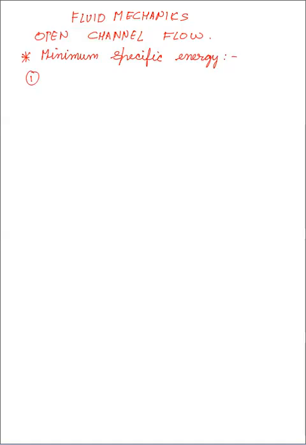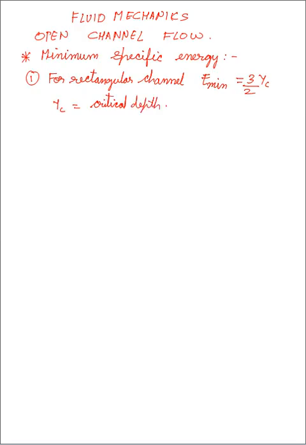So for a rectangular channel, we have the formula E minimum, that means minimum specific energy, is equal to 3 by 2 YC. Okay, we know YC is equal to critical depth. So here we can say kinetic head is half of potential head.